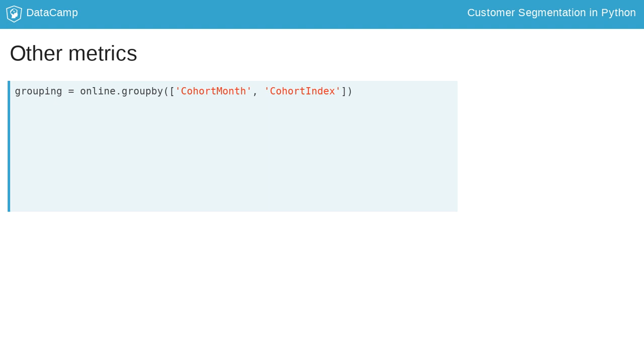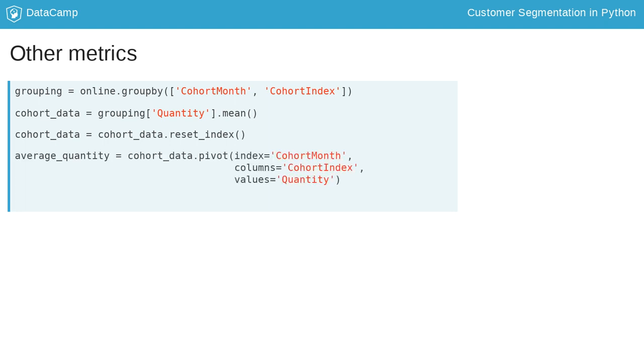First, we create a group by object with cohort month and cohort index and store it as grouping. Then, we call this object, select the quantity column, and calculate the average. Then, we store the results as cohort data. Then, we reset the index before calling the pivot function to be able to access the columns now stored as indices. Finally, we create a pivot table by passing cohort month to the index parameter, cohort index to the columns parameter, and the quantity to the values parameter.